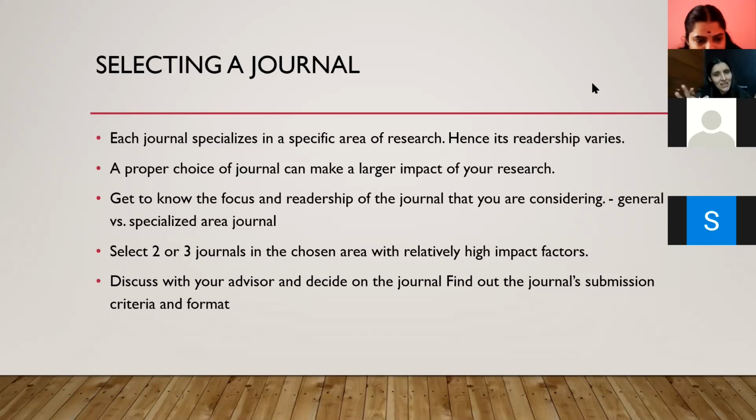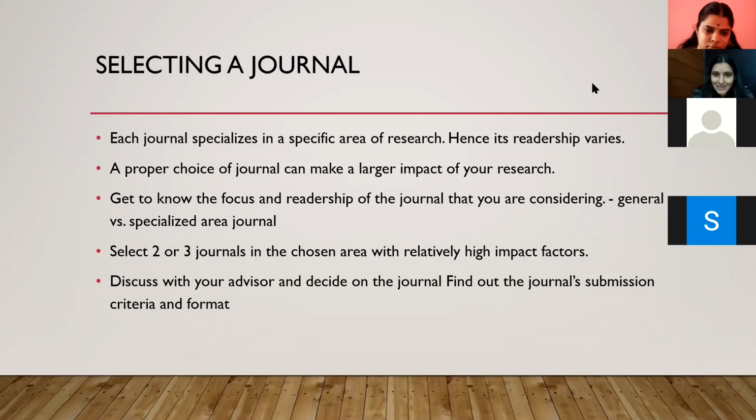A star is topmost, then A grade, in the ABDC list. These are international lists which are followed by IIMs. If you go to the ABS list, the categories are 4, which is highest, then 3, then 2, then 1. So when it comes to international lists like ABDC or ABS, there are categories: A star, A, B, C.